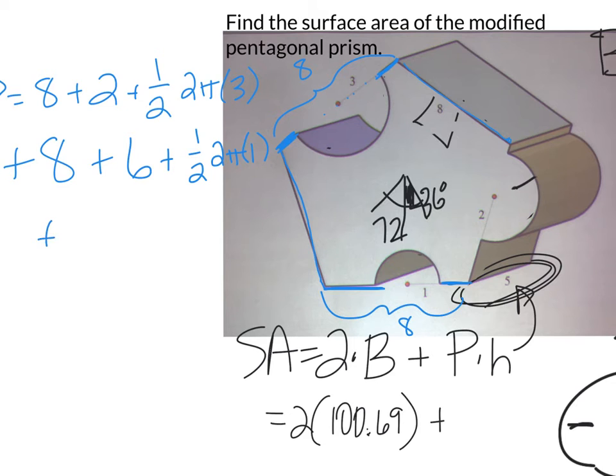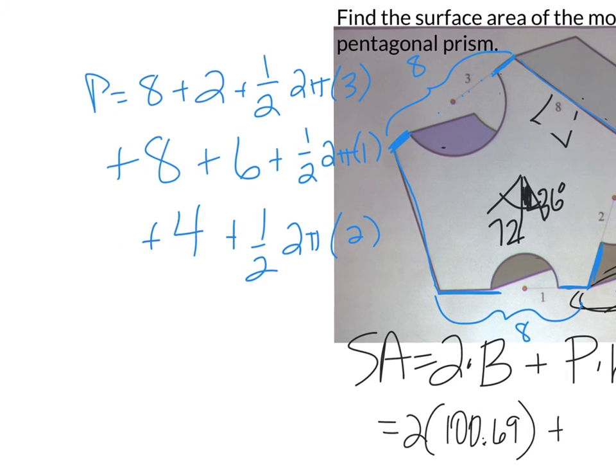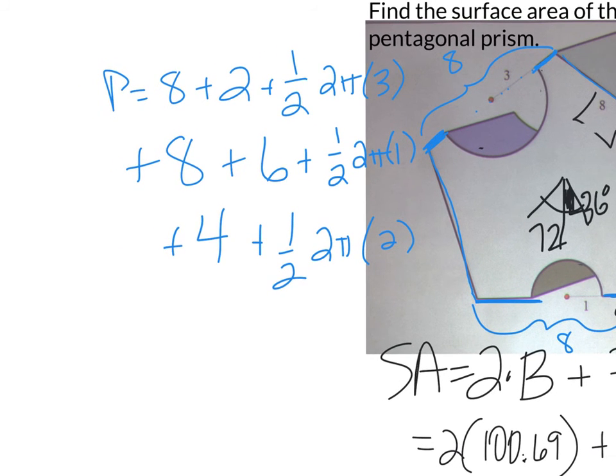plus, let's figure out the straights here. So the whole entire thing is 8, but I am missing 4 from that diameter, so there's 4 straight units there, plus 1/2 of 2 times pi times 2, a radius of 2, and that gets me back to where I began. Okay, so it's kind of tricky when we have straight lengths and curvy lengths on the same side. Let's add them all up.